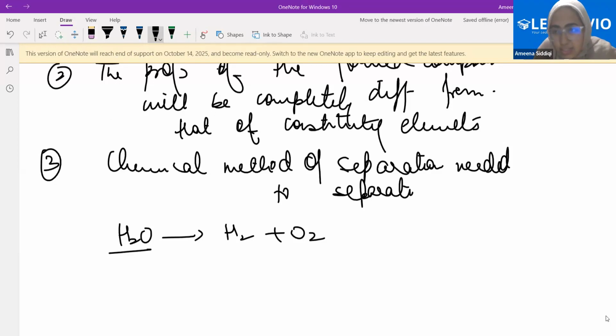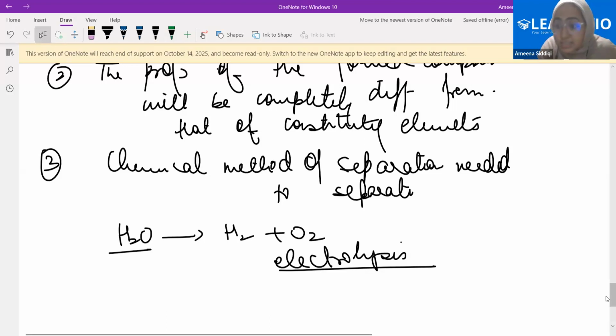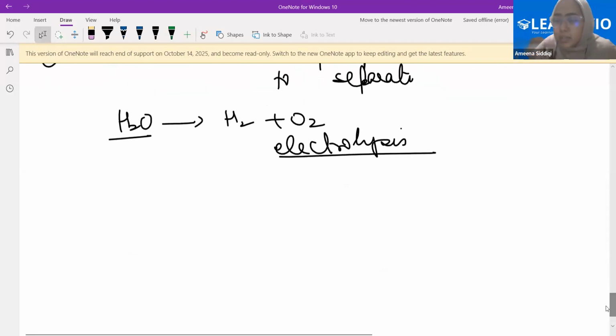And what is this process called? What is the process I'm using here? That is electrolysis. Lysis means to break. And I'm breaking that H2O molecule using the passage of electricity or electric current. So, electrolysis is breakdown in the presence of electric current. Now I'm breaking this, and this is very clearly a chemical method of separation. Filtration is a physical method of separation.